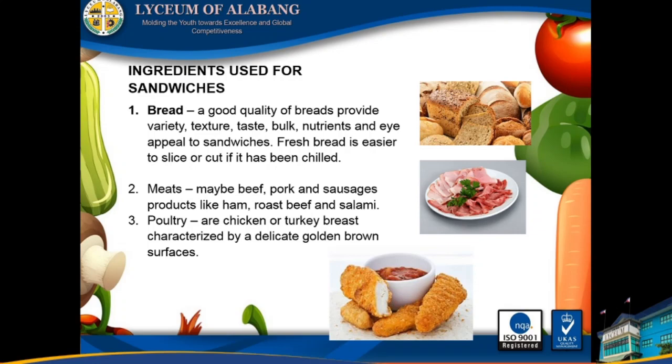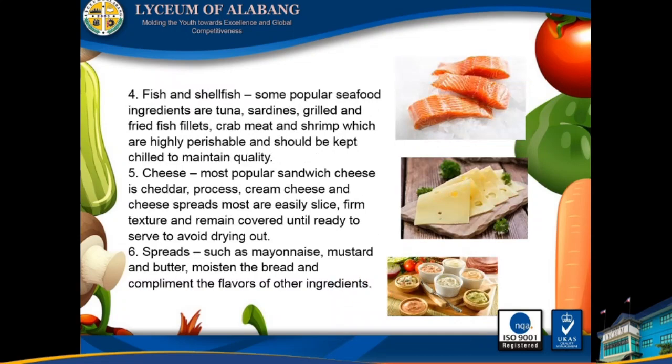Number three, we have poultry, chicken or turkey breasts characterized by delicate golden brown surfaces. We have number four, fish and saltfish. Some popular seafood ingredients are tuna, sardines, grilled and fried fish fillet, crab meat, and shrimps, which are highly perishable and should be kept chilled to maintain quality.